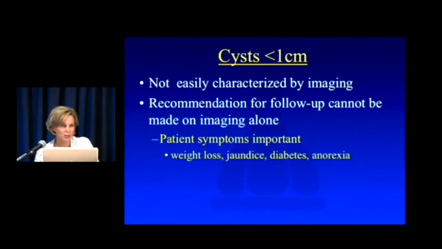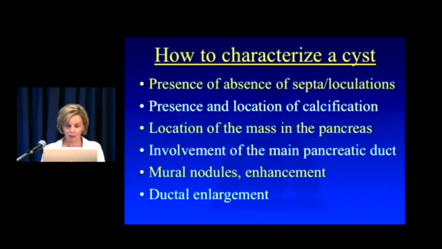So if a patient presents with weight loss, jaundice, diabetes, or anorexia, and you have small cysts, you want to be a little bit more aggressive in trying to characterize these cysts. You may want to go to an EUS in these patients to really see what's happening on the inside of the cyst. Okay, so how are we going to characterize those? We're going to look for septations or loculations. We're going to say, are there calcifications? And if there are, where are the calcifications? And those are important.